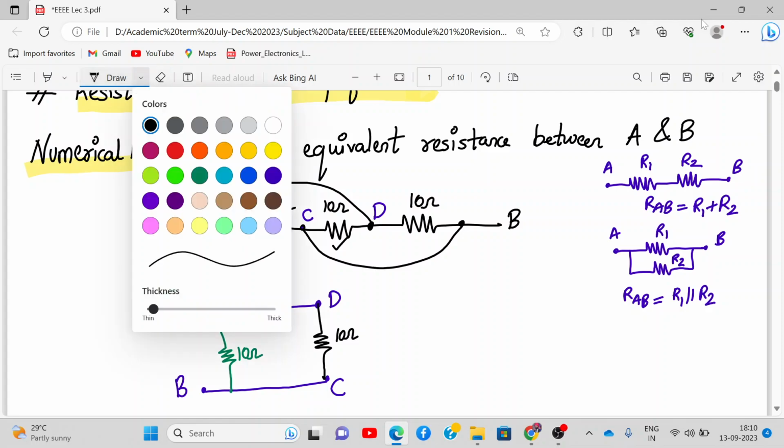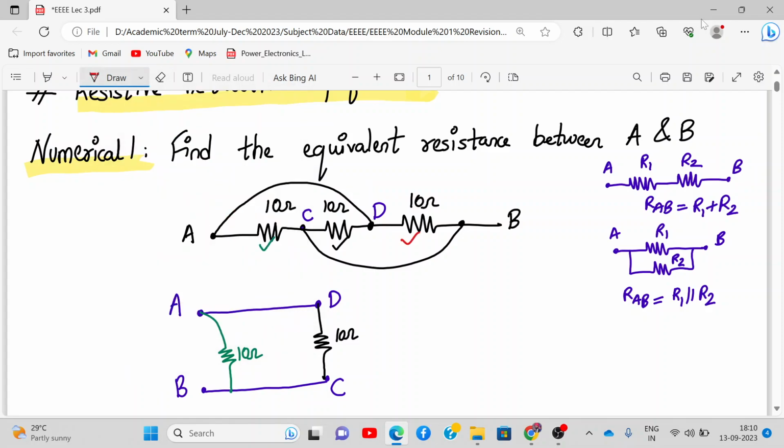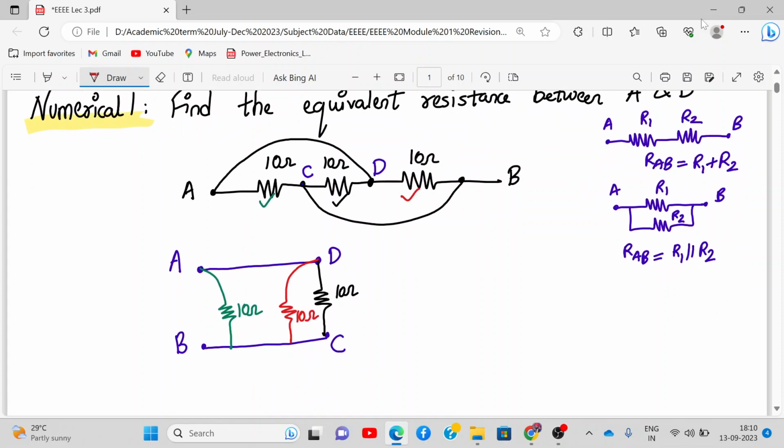Alright, then let us connect the last one between D and B, so from here we have connected a resistor. So now if you see carefully, all three resistors are connected in parallel. So what is the equivalent resistance RAB looking from here? RAB will be this 10 ohm parallel to 10 ohm parallel to 10 ohm.